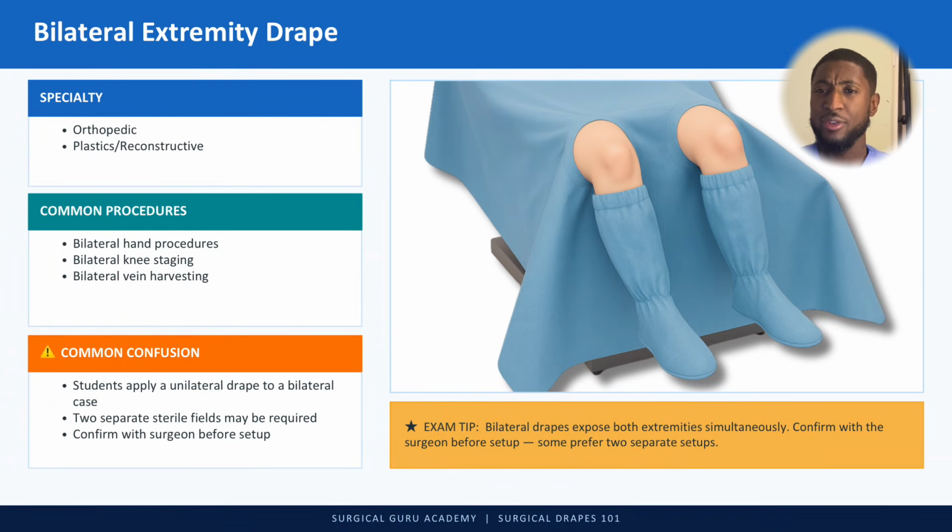All right, next is bilateral extremity drape. This is for orthopedics or plastic reconstructive, bilateral hand procedures, bilateral knee staging, or bilateral vein harvesting. I have used this myself whenever I've done bilateral total knees. A common confusion is students apply a unilateral drape. A mistake here is grabbing the wrong drape, forgetting to grab a bilateral drape, having a unilateral drape, and then the doctor looking at you like, what is this? This is a bilateral case.